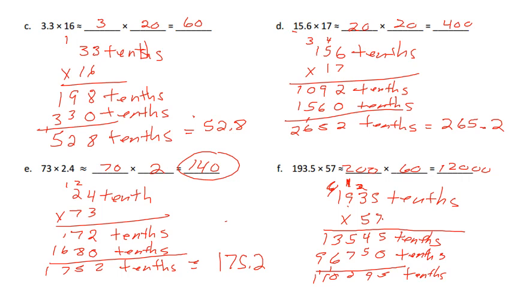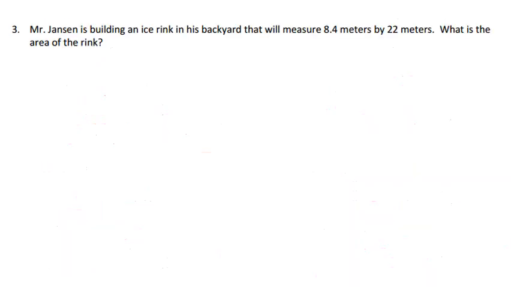So we got a pretty large number here. We got 110,295 tenths. And we know our answer has to be close to 12,000. So in order for this to be close to 12,000, I put my whole number up here so we can see it, we wanted it at 11,000. So I'm going to put it here. So now we got 11,029 and 5 tenths.